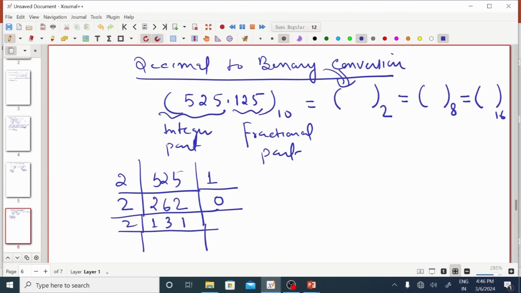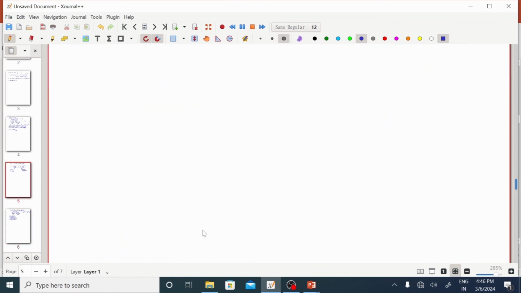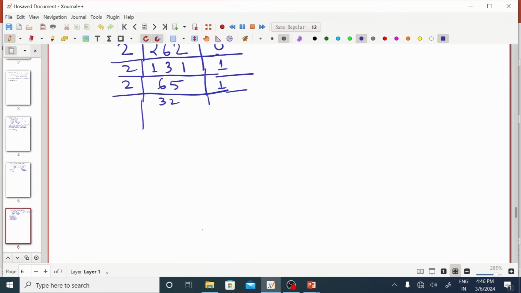Then again this is divided by 2, 131 divided by 2 is 65. What is the remainder here? The remainder is 1. Then again the successive quotient is divided by 2, this is 32, and the remainder here is 1. Then again this process is continually repeated. This is again divided by 2, this is 16, and the remainder is 0.